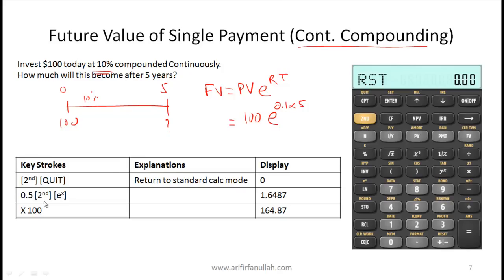So what you do here is you have to use the e to the power of x button, which is right here. To use that, put in 0.5, which is right there, and then second, e to the power of x. This will give you 1.6487. Just multiply that by 100, which is your present value, and you will have your answer, which is 164.87.